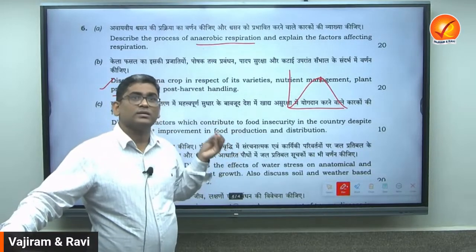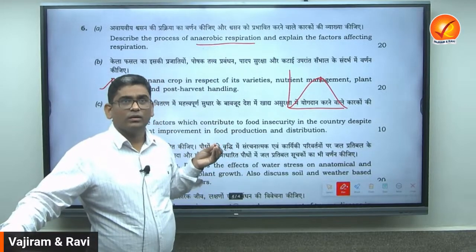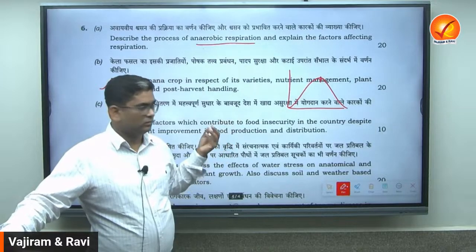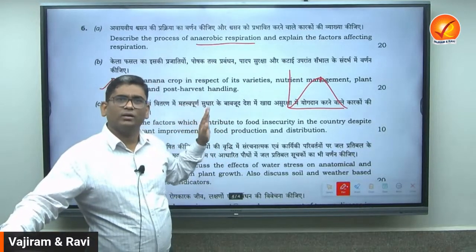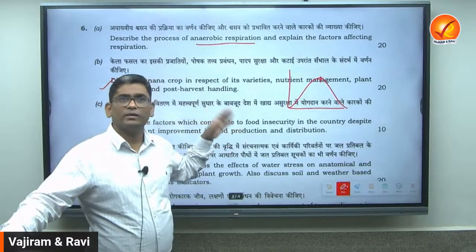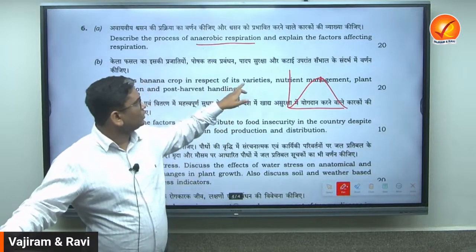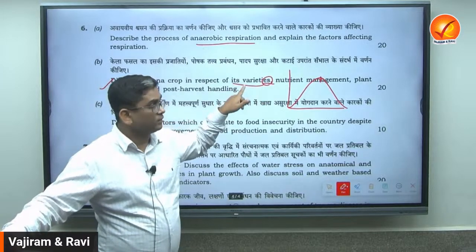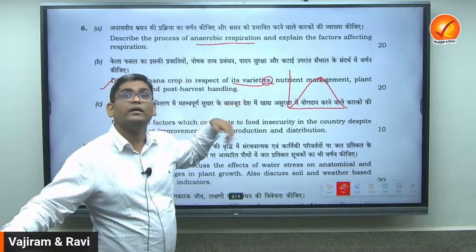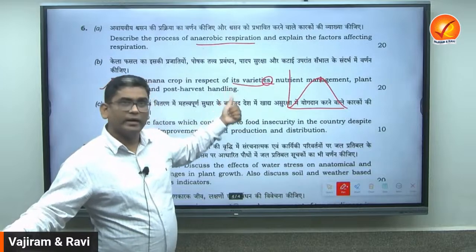So national research stations are also there. In the Jalgaon region, the Basrai variety is famous. There are so many varieties. You can write the local variety or sometimes a variety released by the ICAR institute. At least 2 to 3 varieties you have to mention, because they are not asking for a variety, they are asking for varieties. At least 3 to 4 varieties.